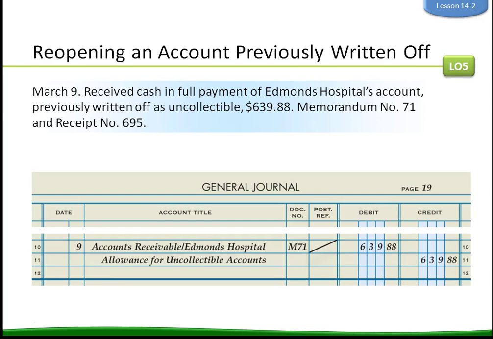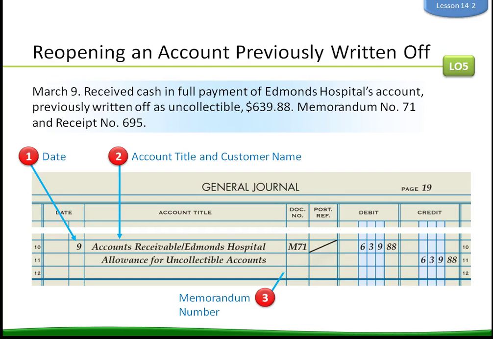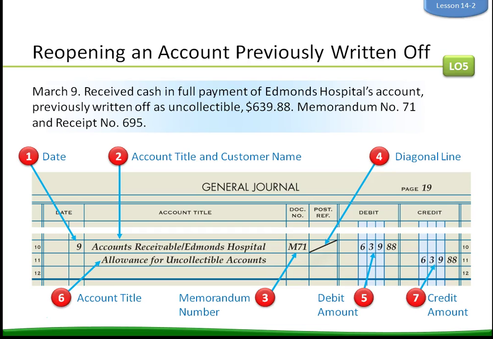Next, after the entry to reopen Edmonds Hospital account is recorded, an entry is made to record the cash received on Edmonds Hospital account. So, accounts receivable, Edmonds Hospital, we have a diagonal line here, Memorandum 71, date the 9th. Diagonal line because it's accounts receivable and Edmonds Hospital. Debit $639.88, and then allowance for uncollectible accounts, credit $639.88.